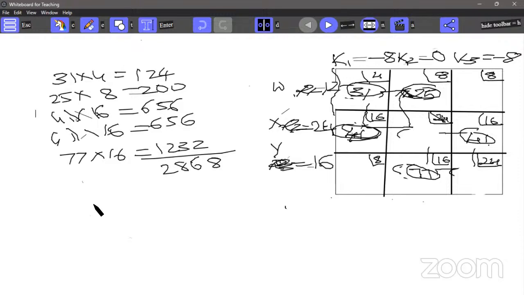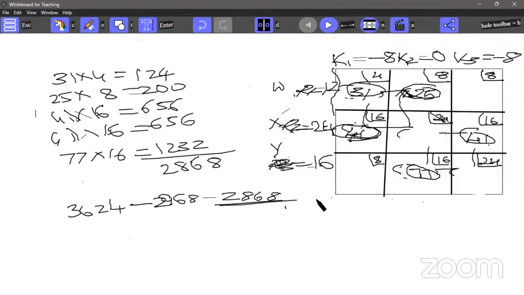See, the first solution was 3,624. From there, we have brought it down to how much? 2968. From there, we have brought it to 2868, isn't it? Isn't this the better solution?